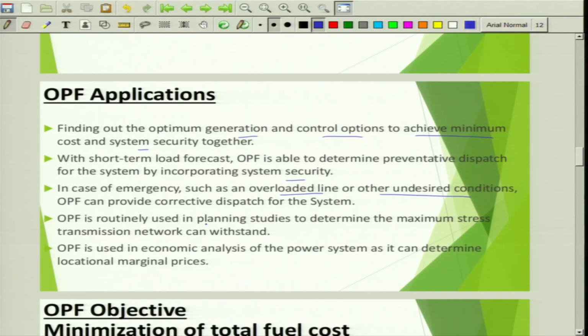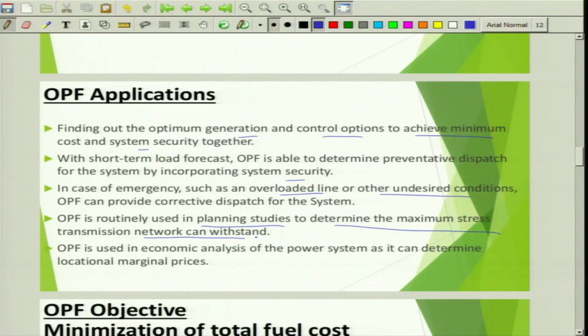And OPF is routinely used in planning studies to determine the maximum stress the transmission network can withstand. So in the planning stage itself, you ensure that the system will not lead to further critical situations. You have a better planning such that the system will not undergo severe turbulences in case of outages. OPF is used in economic analysis of the power system, as it can determine locational marginal prices as well, right.